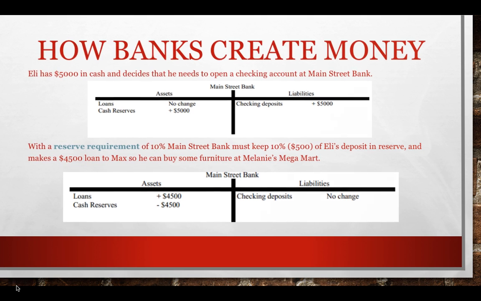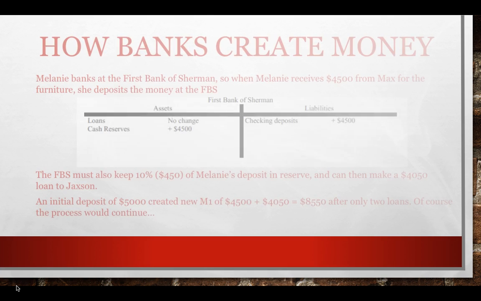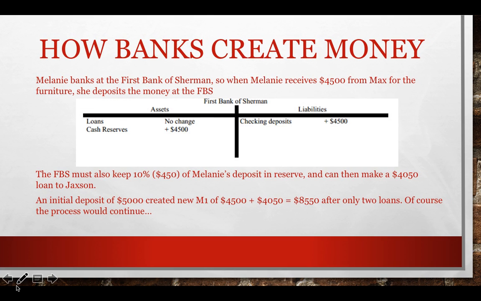Okay, so let's see what happens here. Melanie banks at the First Bank of Sherman. So she gets that $4,500 from Max, right? Max bought $4,500 worth of furniture. She takes it and puts it into her bank. What must her bank do? Well, they have $4,500 in reserve. They must keep 10% of that aside, and they can loan out the rest, $4,050.